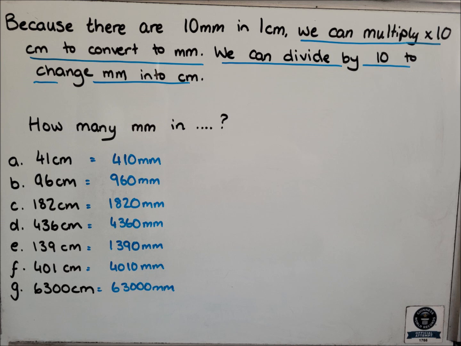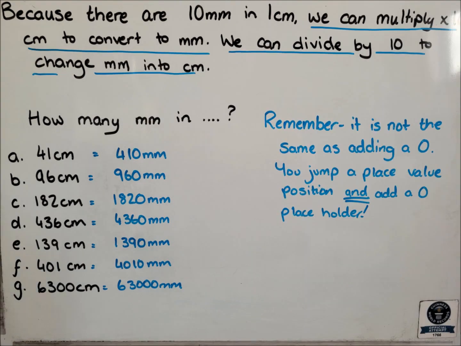I have put a little added extra here. It is not the same as adding a 0. When we multiply by 10, yes, it looks like we have just added a 0, but we have also jumped a place value position as well, and then added a 0 as a placeholder.